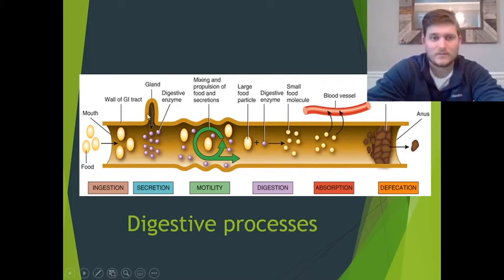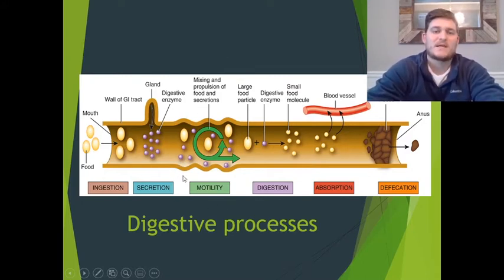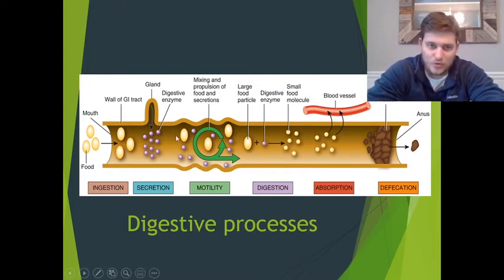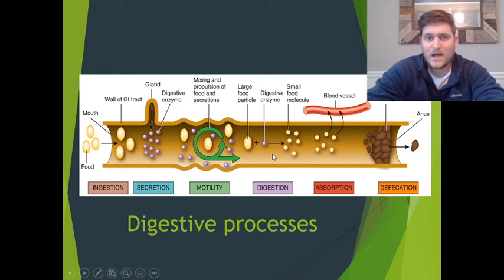And then as it makes its way down the GI tract, smooth muscle is going to contract and help mix and basically move all these particles down the GI tract. And so that mixing, that contraction pattern, that is called motility. And what happens is that when larger food particles come into contact with digestive enzymes, those enzymes are going to help break down large food particles into smaller food particles, and that's called digestion.